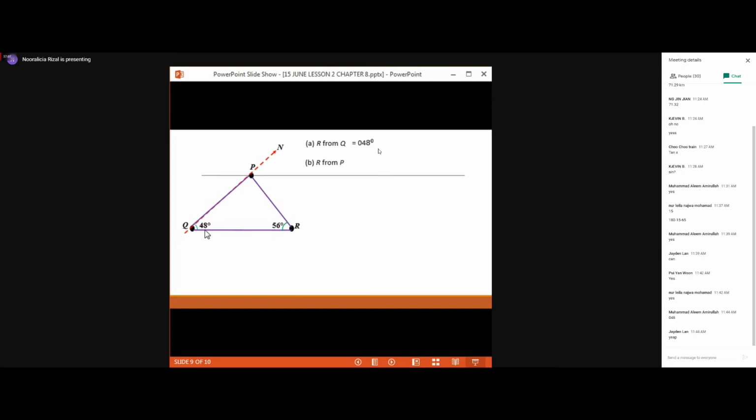Next question: the bearing of R from P. Okay, try. This is like your previous question, but the way they ask is a little bit different only. So this one you should all know how to get the answer. The bearing of R from P.